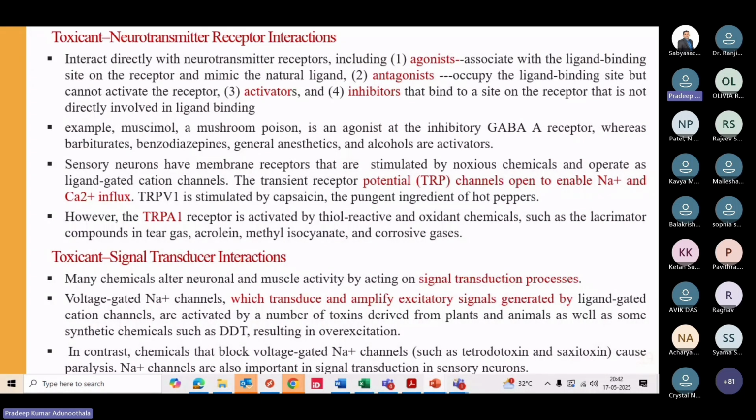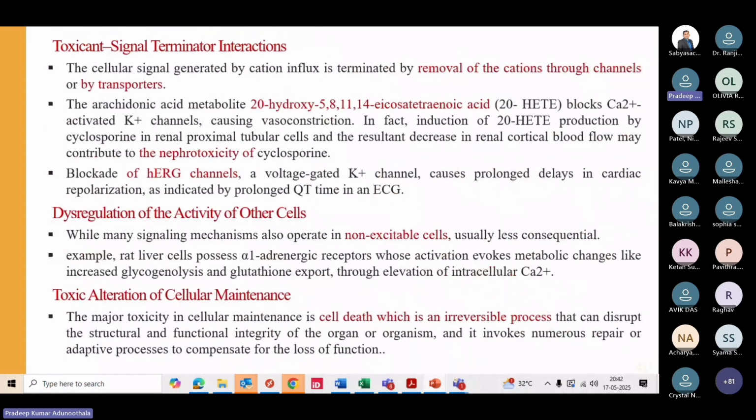An example for this, as we saw earlier, is tetrodotoxin and saxitoxin, which block the sodium channels. This sodium channel helps in signal transduction in the sensory neurons, so blocking it blocks the signal transduction for the sensory neurons. Toxicants can also have signal terminator interactions.